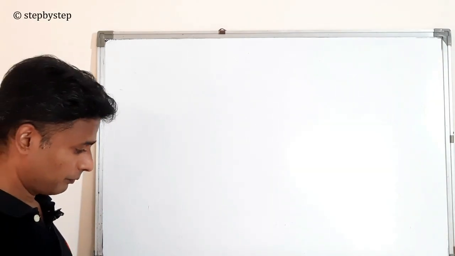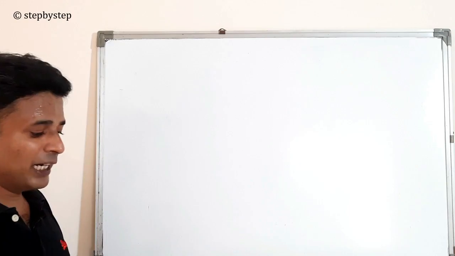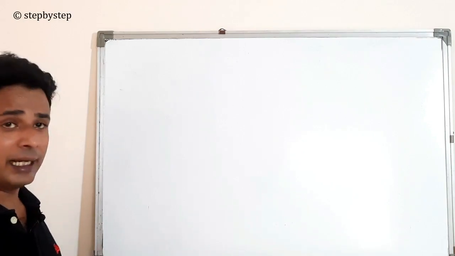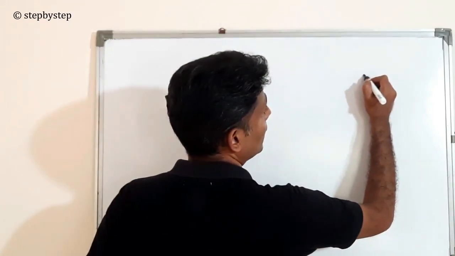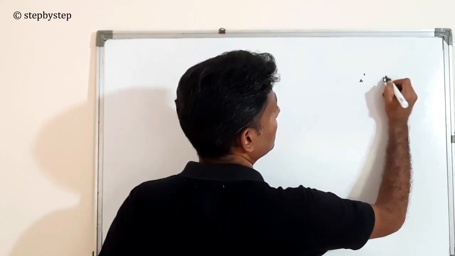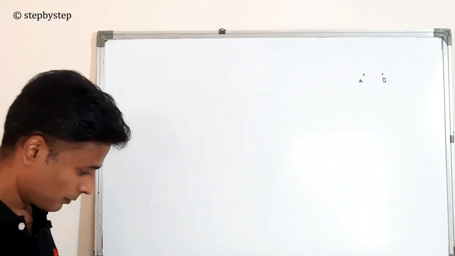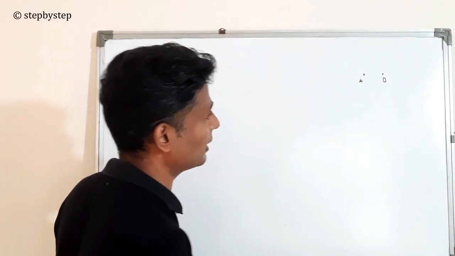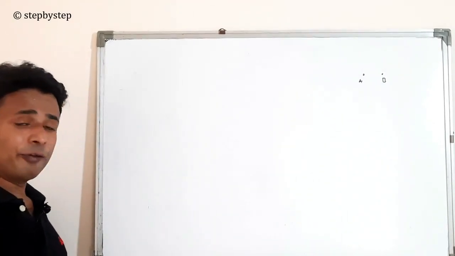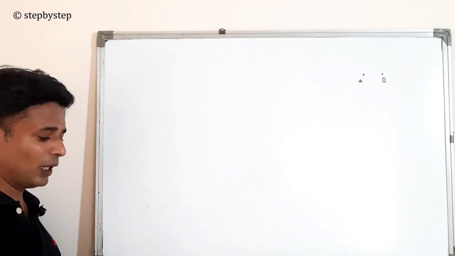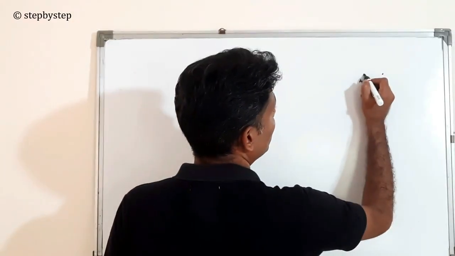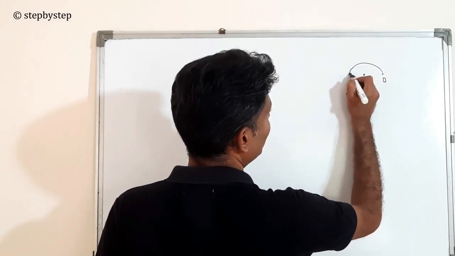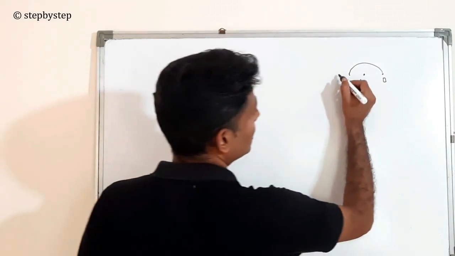Second question. A spiral is made up of successive semicircles with centers alternately at A and B. So let's say this is A, this is B. Starting with center A, the first semicircle will have center A and radii 0.5, 1 centimeter, 1.5 centimeter. So the first radius will be 0.5 centimeter. So this is the center.